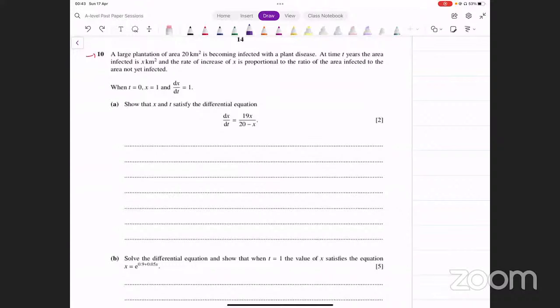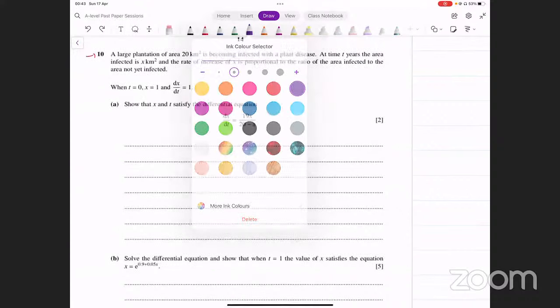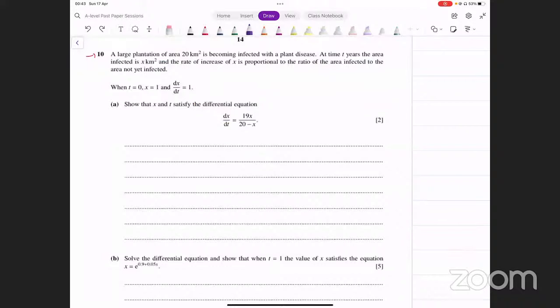Let's try this one. This is the differential equation. Let's do this. इसमें आपको differential equation पहले खुद से build करनी है. ठीक है, let's try this. There's a large plantation. This is question number 10 that we're doing next now. A large plantation of area 20 kilometers square is becoming infected with a plant disease. At time t years, the area infected is x kilometers square.